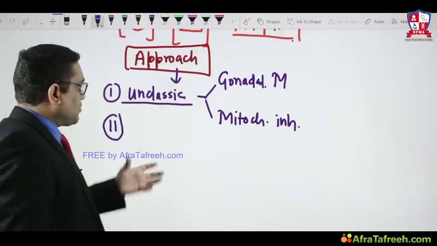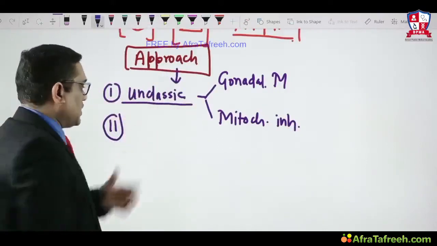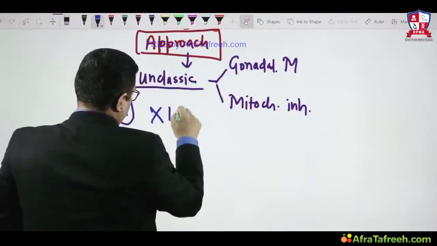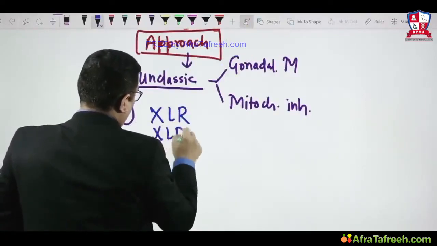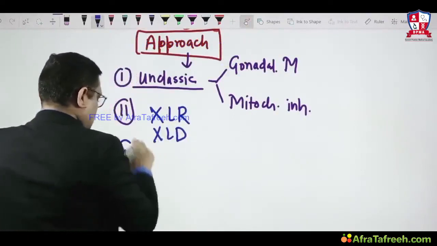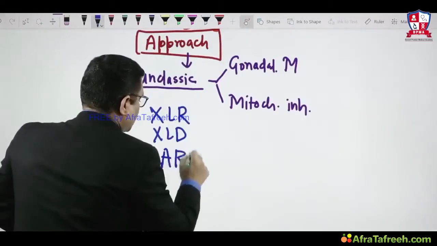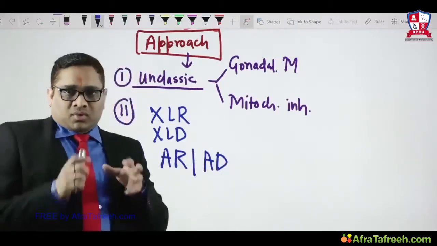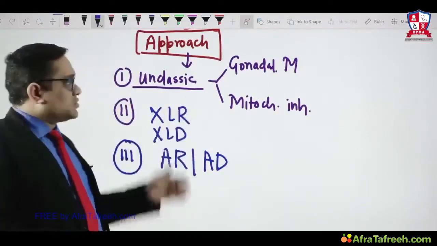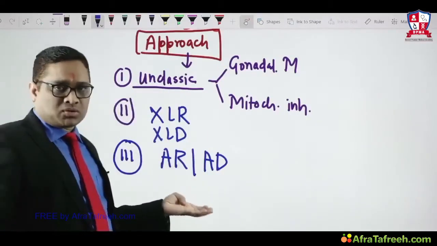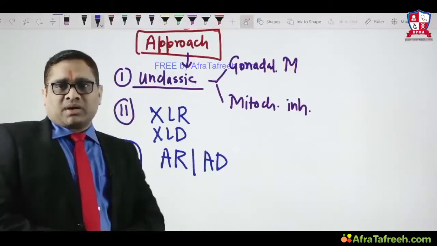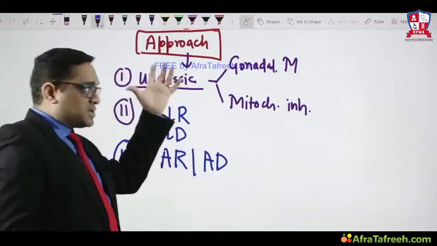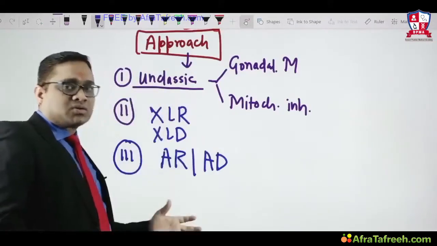So what we have to do, we have to rule out unclassic inheritance, then we have to rule out classic inheritance like X-linked recessive or X-linked dominant, and then in the last you try to calculate autosomal recessive or autosomal dominant, right? So this is just a protocol we have to understand to solve the pedigree question. So don't jump to the autosomal recessive and autosomal dominant calculation, because these are a kind of mathematical analysis, right? So we should always keep that in mind. Try to rule out unclassic inheritance first, then X-linked disorder, then autosomal dominant.